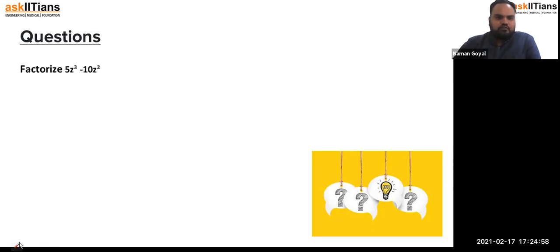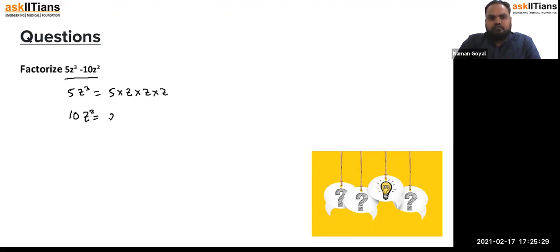See, what we have to do is this question. The question is asking you to factorize 5z cube minus 10z square. So basically we have two terms in this expression. First is 5z cube, which is 5 multiplied by z multiplied by z multiplied by z, right? Similarly, 10z square can be written as 2 into 5 into z into z, right? So in the place of 5z cube, I write this, and in the place of 10z square, I write this. So what I get, 5 into z into z minus 2 into 5 into z into z.